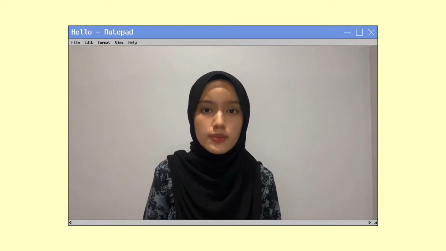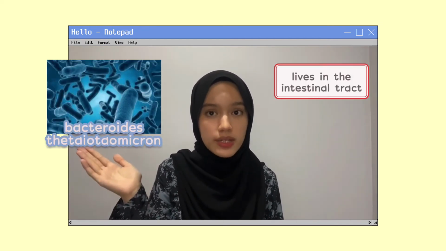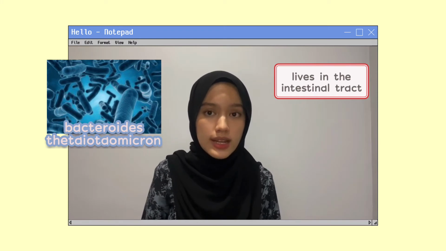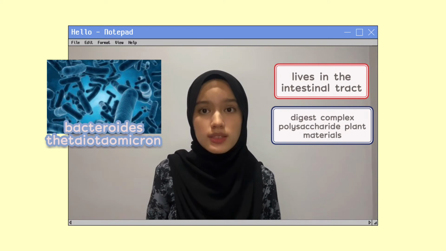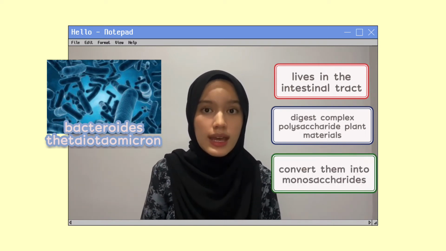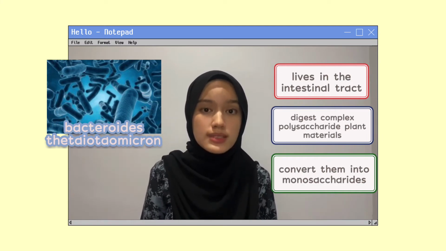Humans also have a mutualistic relationship with the bacterium Bacteroides, which lives in the intestinal tract. It digests complex polysaccharide plant materials that human digestive enzymes cannot break down and converts them into monosaccharides that can be absorbed by human cells.